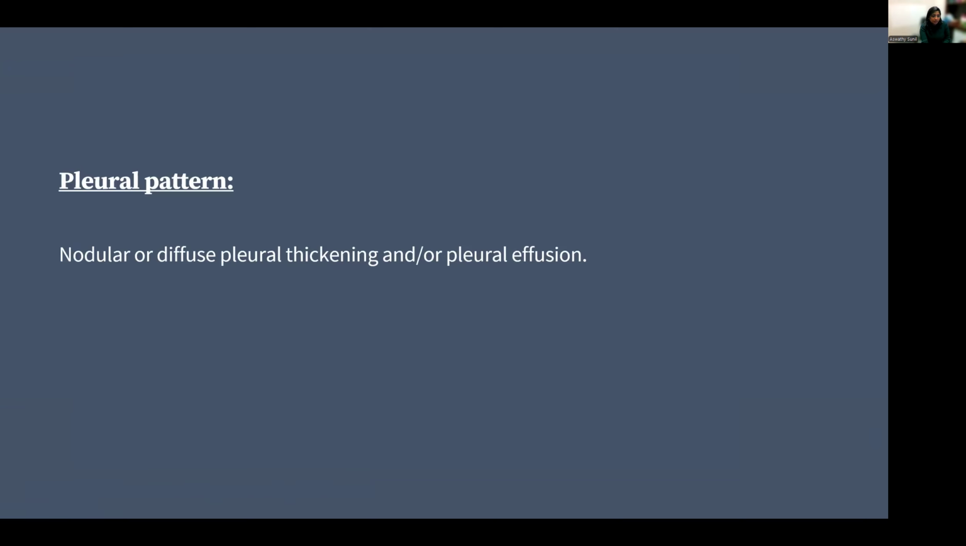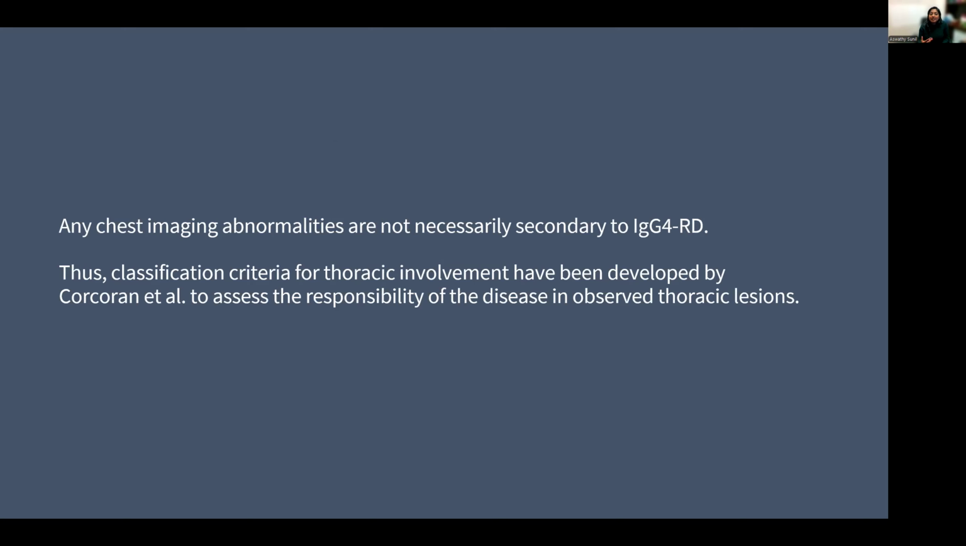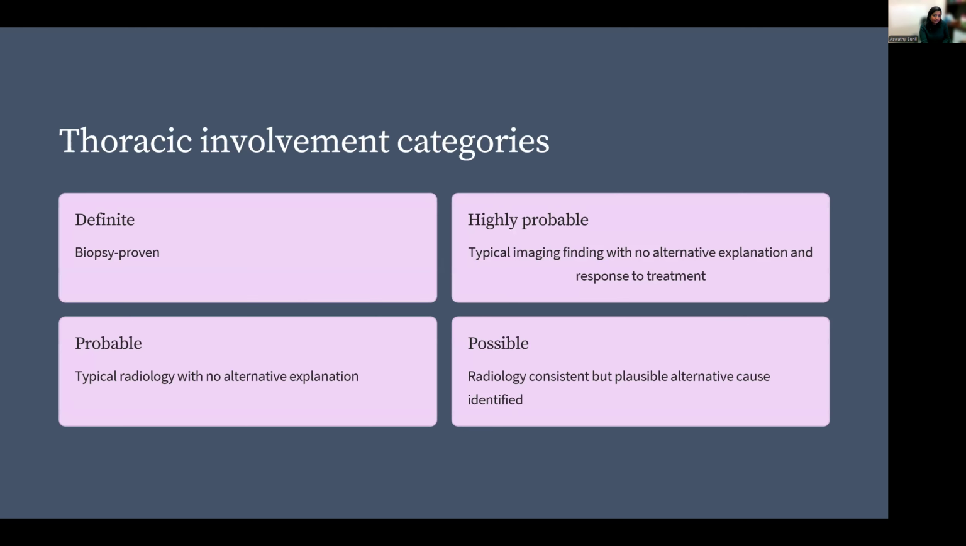Pleural pattern: nodular or diffuse pleural thickening can be seen with or without pleural effusion. Any chest abnormality need not necessarily be related to IgG4-related disease. So a classification criteria was developed to assess the probability of the disease in thoracic lesions. These include definite, where it's biopsy proven; highly probable, where typical imaging findings are there without any alternative explanation, and they show good response to treatment; probable, where there are typical radiological findings with no alternative explanation; or possible, where the radiological findings are consistent, but there can be another plausible alternative cause.